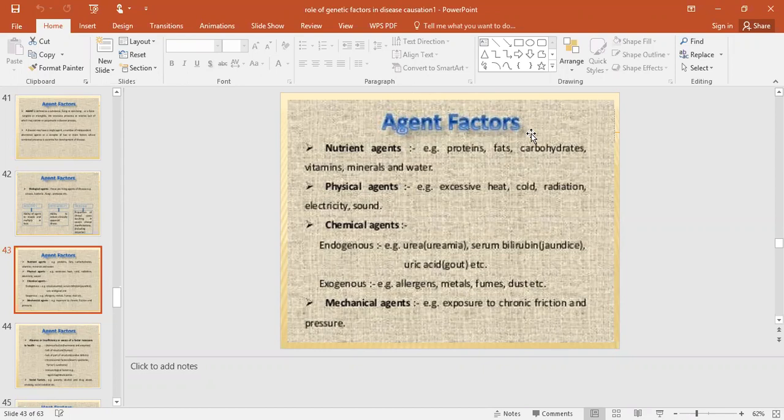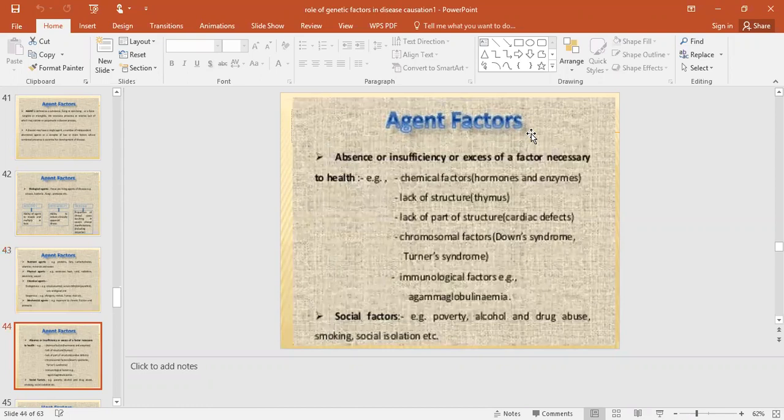for example, excessive heat, cold, radiation, electricity, sound. Chemical agents, endogenous, for example, urea, serum bilirubin, uric acid. Exogenous: allergens, metals, fumes, dust, etc. Mechanical agents: exposure to chronic friction and pressure. Agent factors: absence, insufficiency or excess of a factor in health. Chemical factors, hormones or enzymes, lack of part of structure, chromosomal factors, Turner syndrome, immunological factors, for example, anemia. Social factors, for example, poverty, alcohol and drug abuse, smoking, social isolation, etc.